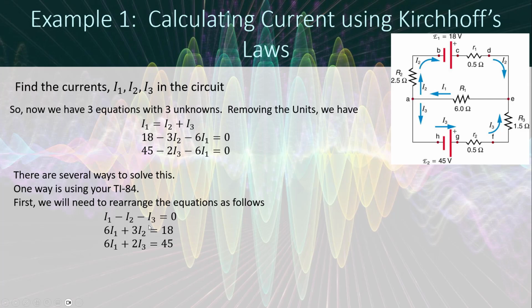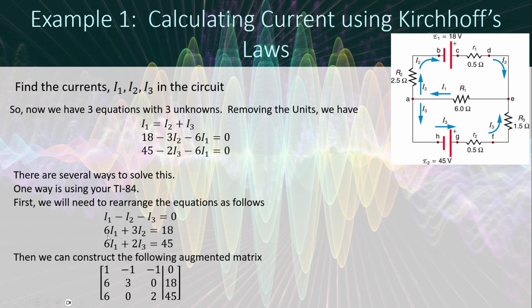Okay. The next thing we want to do is put this into what we call an augmented matrix. And there it is. And you'll notice that each row corresponds to each equation. For example, here we have I1 minus I2 minus I3 is equal to 0. Here, 6I1 plus 3I2 plus 0 is equal to 18. And then finally, 6I1 plus 0 plus 2I3 is equal to 45. So this does indeed work out. And what we want to do is put this information into this matrix into our TI-84.